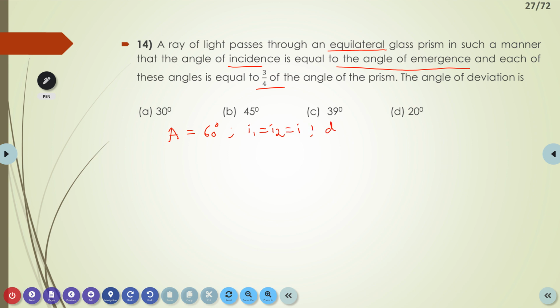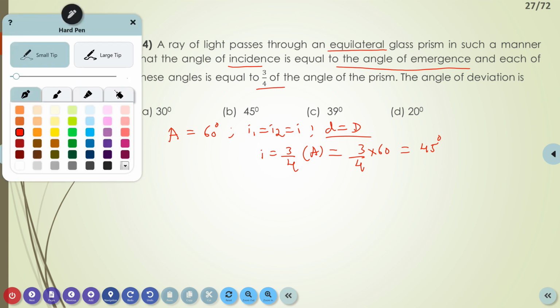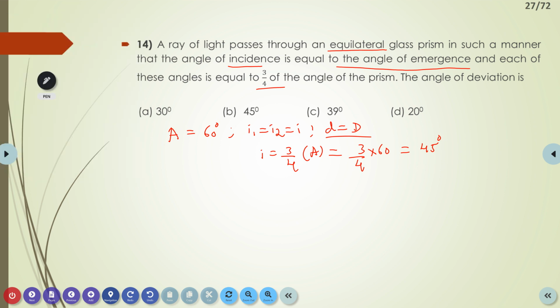And don't write small d, you have to write capital D. And what is the angle of incidence given? I equal to 3/4 of the angle of the prism. This is equal to 3/4 into 60, equal to 45 degree, because 4 into 15 is 60, so 3 into 15 equal to 45 degree.